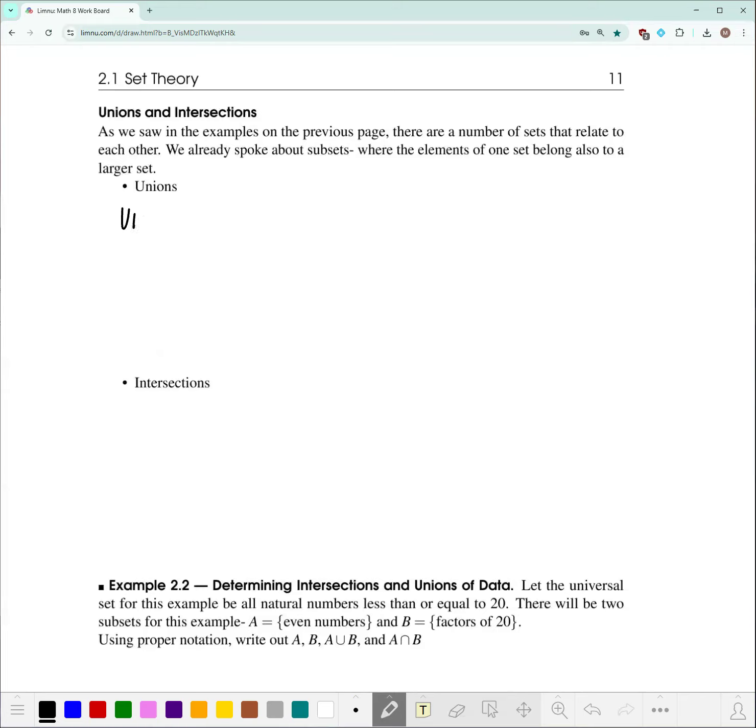A union is elements in A or B. And when I say or, this can be in A, in B, or in A and B. Okay? So or doesn't mean it has to be one or the other. Or is inclusive. It can include it in both. So if it's in any of these sets or both of these sets, it is in the union of these 2 sets. So a union of A and B, what we use to denote that is this sign.